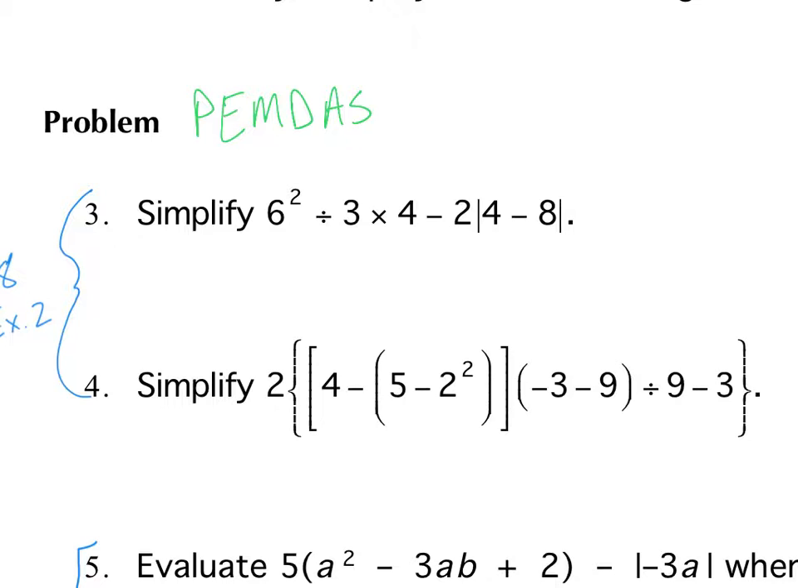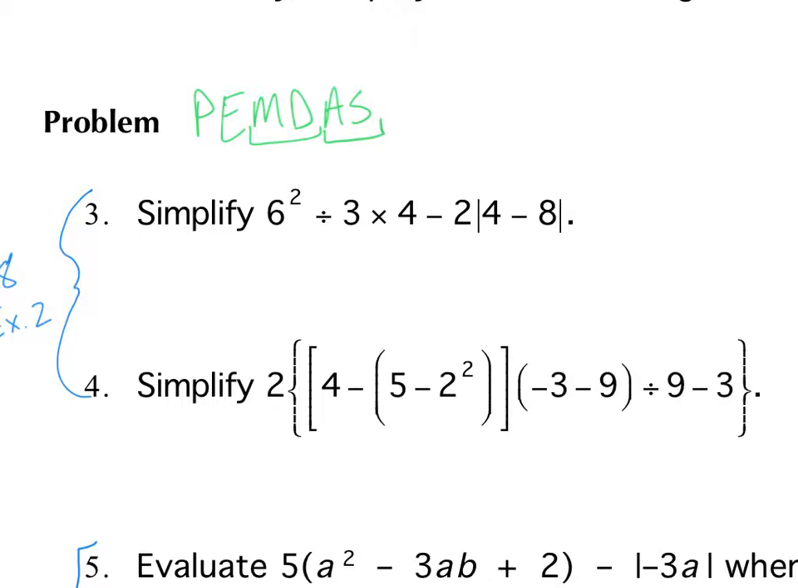But then this is where it's confusing. Multiplication doesn't necessarily come before division. Multiplication and division should happen at the same time, and you do those as they appear in the problem from left to right. Same with addition and subtraction. Addition doesn't have priority over subtraction. Both of those should happen at the same time from left to right in the problem. So you're going to see that as I work out these problems here.